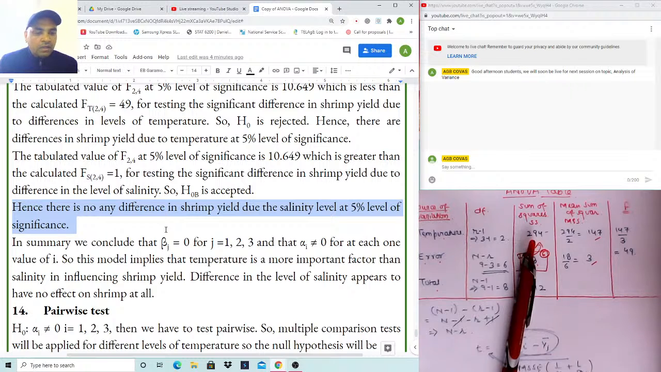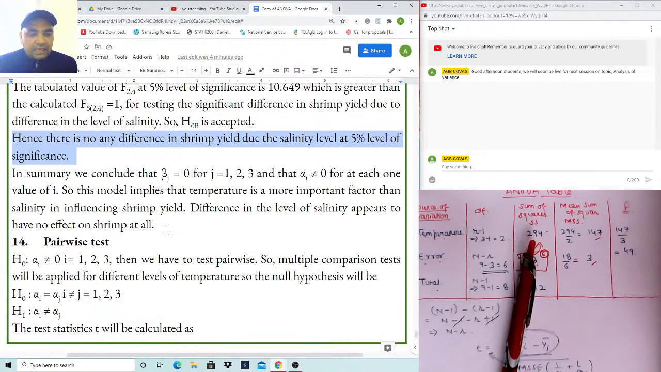Okay. So, in summary, we can say that the shrimp yield was affected by the temperature, but was not affected by the difference in the level of salinity. That is, difference in the level of salinity appears to have no effect on the shrimp at all, right?